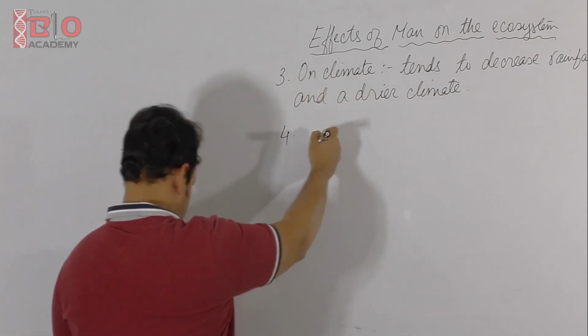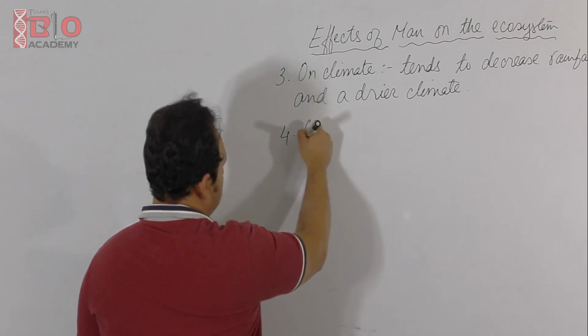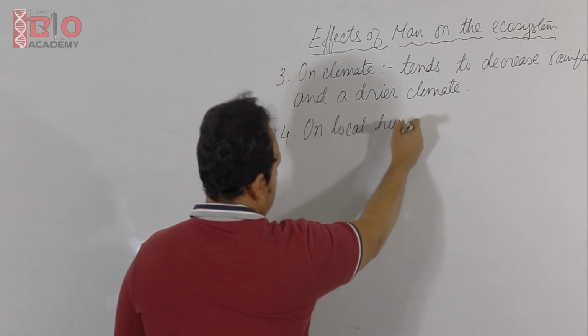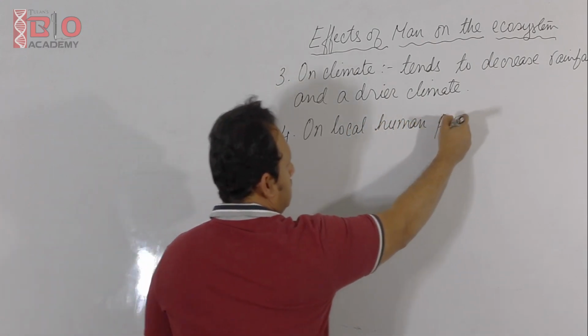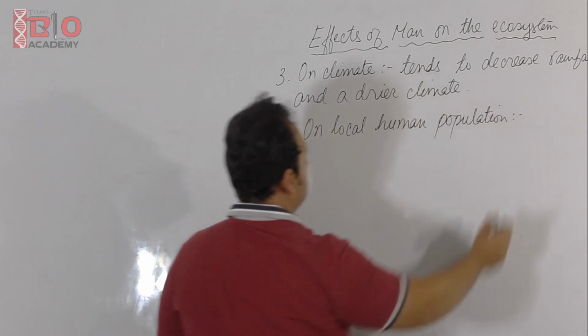Point number 4 is on local human population. Well, what does it do to the local human population?